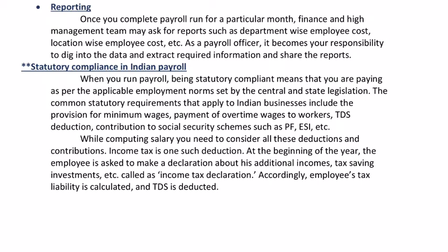Specific to Indian payroll, just want to mention, when you run payroll, it means they have to run a few applicable statutory compliances also. These are employment norms set by central and state legislation. The common statutory requirements that apply to Indian businesses include provision of minimum wages, payment of overtime wages to workers, TDS deduction, contribution to social security schemes like Provident Fund, ESI and all. And while calculating salary, all these things should be considered.